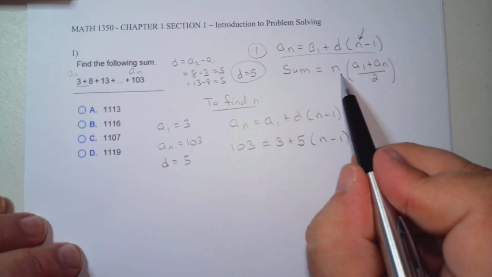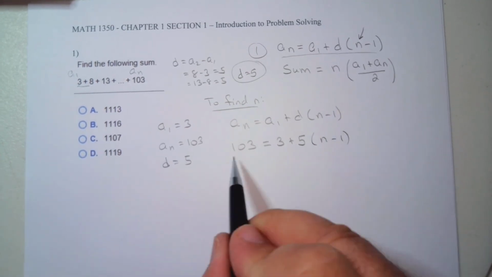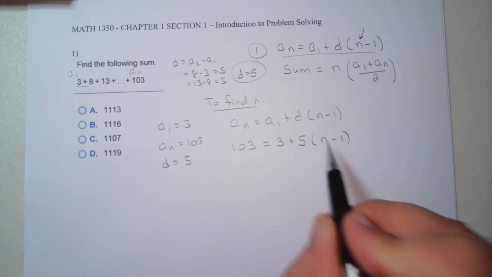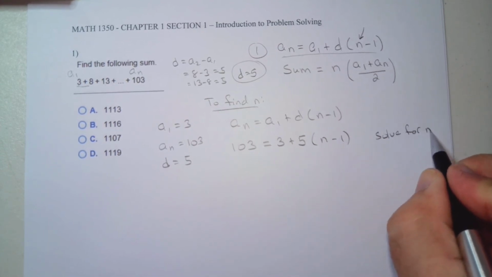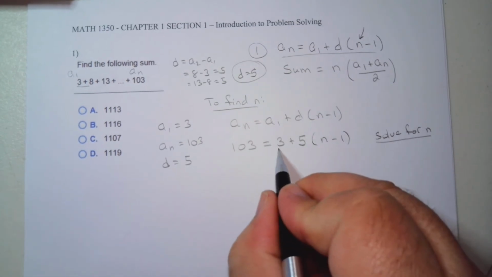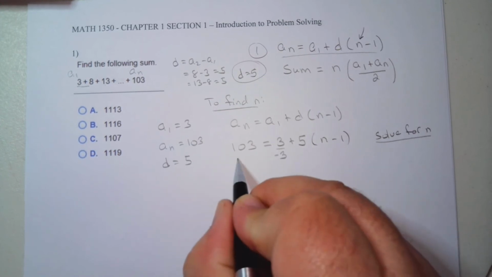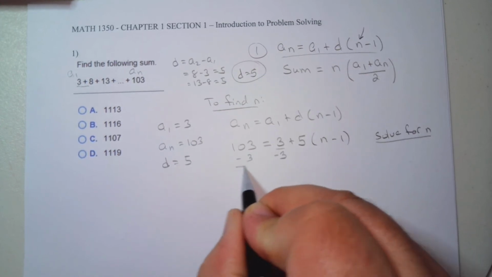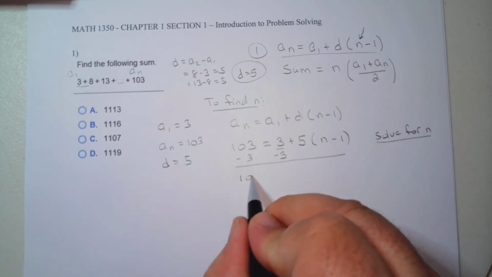And that's what we need for this formula. So let's find out how many terms we have. So to solve for N, the first thing we have to do is get rid of the 3. Since that's added, we subtract. 103 minus 3 is 100.